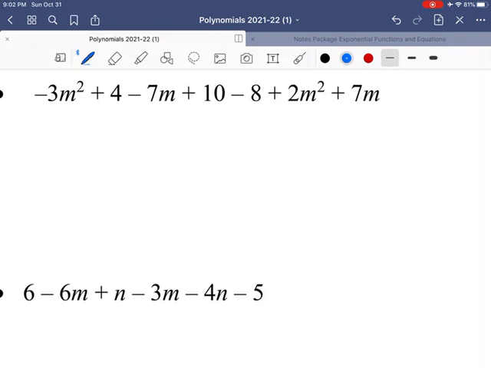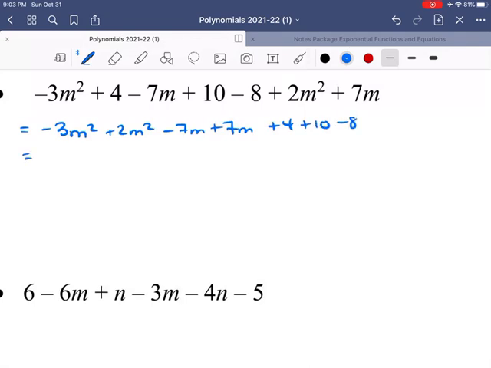Okay, I want you to pause this video, try this one, and see if you get the same stuff. Okay, so I'm going to stop highlighting things, but hopefully you can still follow it. We've got negative 3m squared and positive 2m squared. We have negative 7m and positive 7m. And we've got positive 4, positive 10, and negative 8.